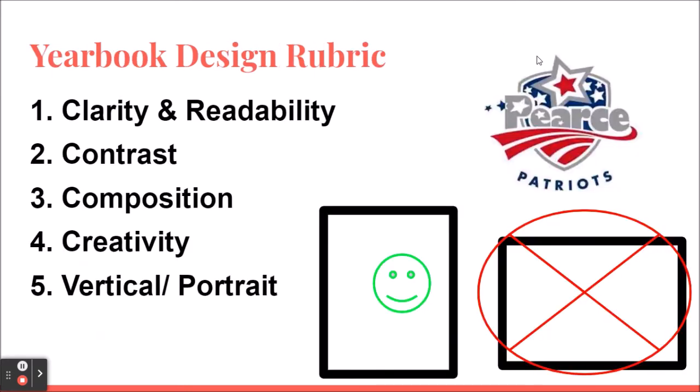All right, so there is your assignment. The last part about this is before you even get started, you need to make sure that your paper is vertical, up and down, with the smiley face right there. It is taller than it is wide because that is how the yearbook will be printed. You do not want to do it landscape or horizontal because it will then be sideways.